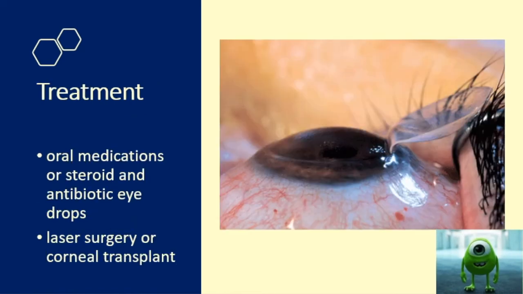Okay, so what is our treatment for this patient? Usually, class, oral medications or steroids are given to this patient if there is involvement of inflammatory processes. Antibiotic eye drops are used if the cause is infection. If it could not be managed by these medications, you'll be using laser surgery or corneal transplant, which is actually recommended if the condition is already more serious.